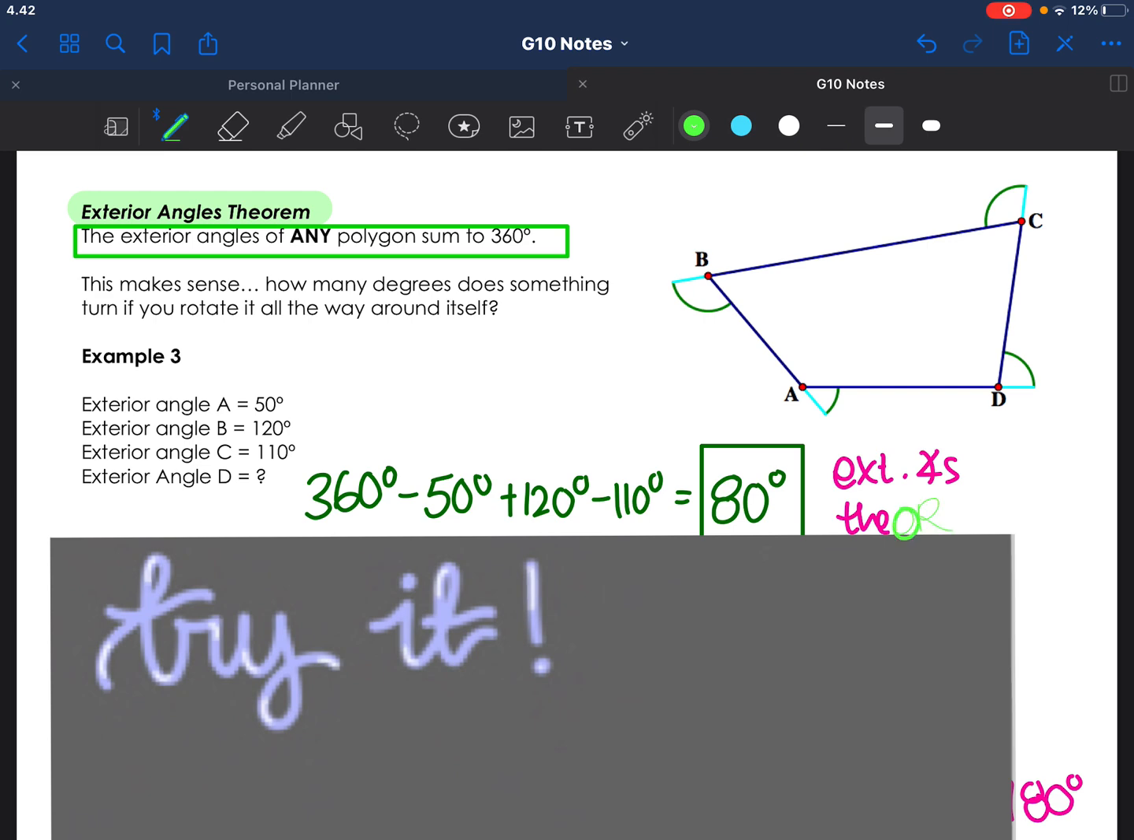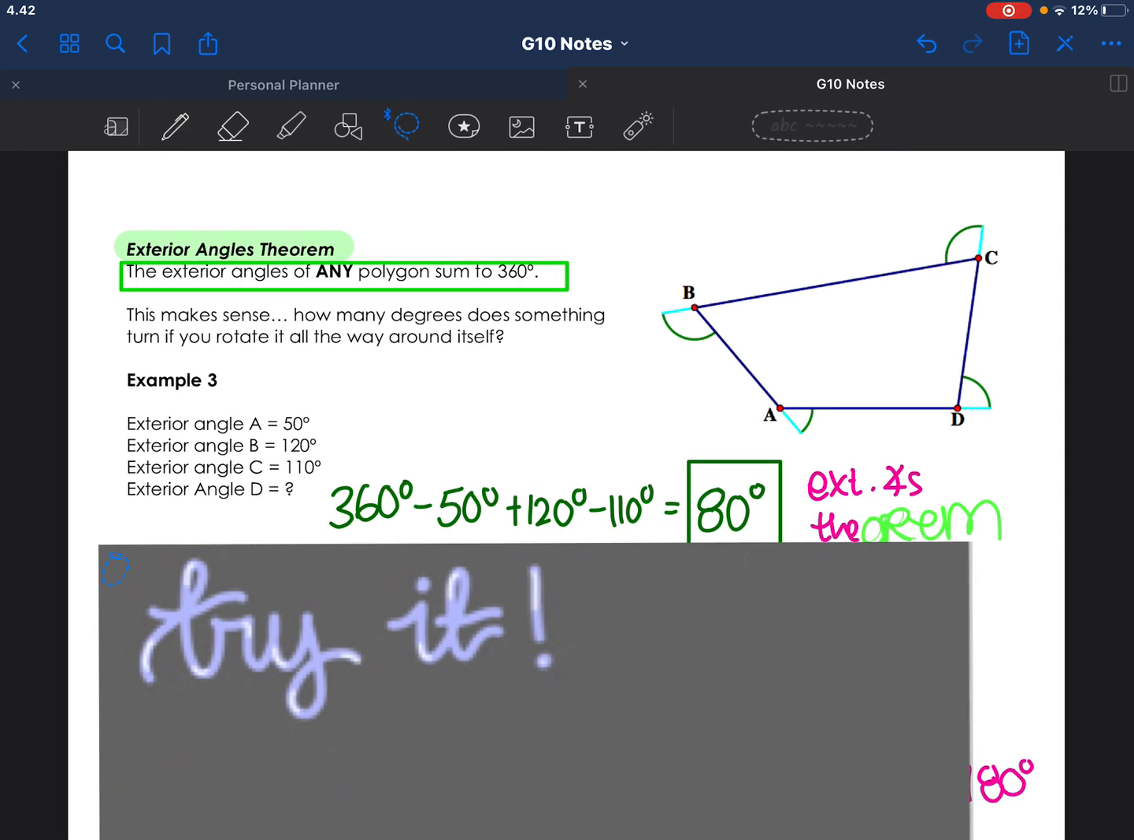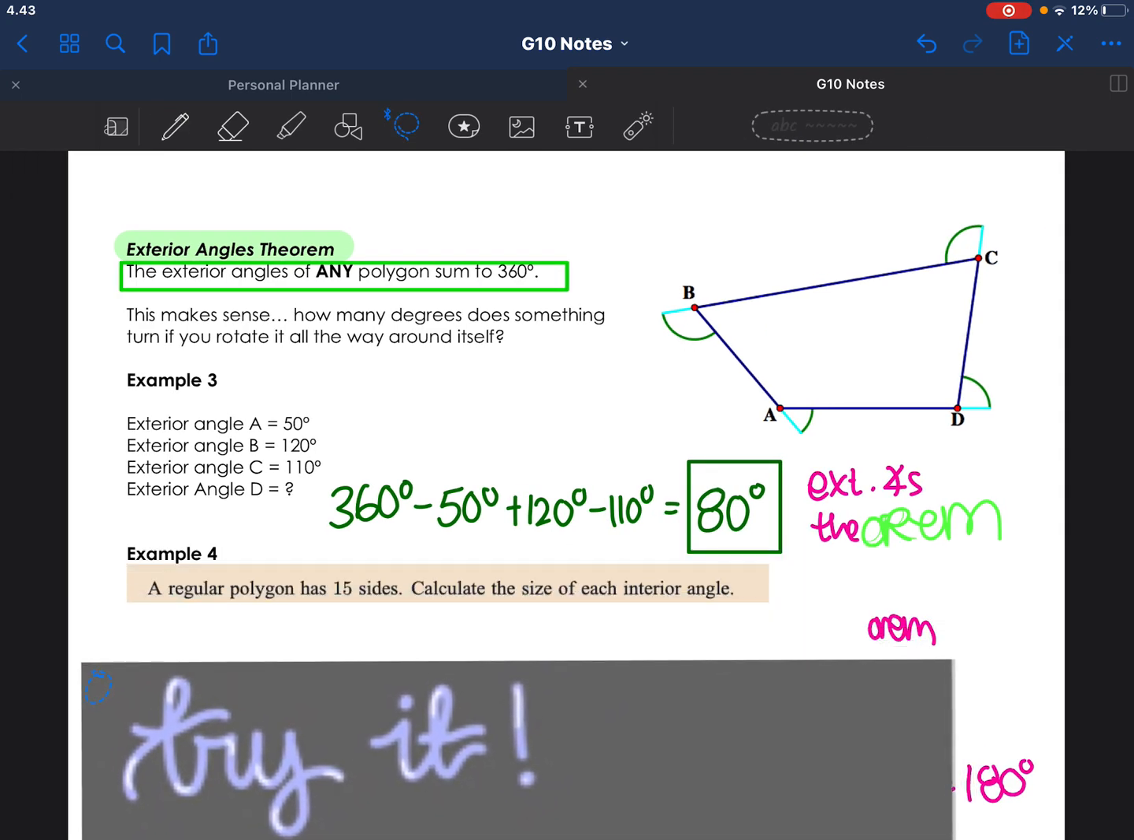Sometimes I lose my letters here. That's okay. Okay. Oh, found them.